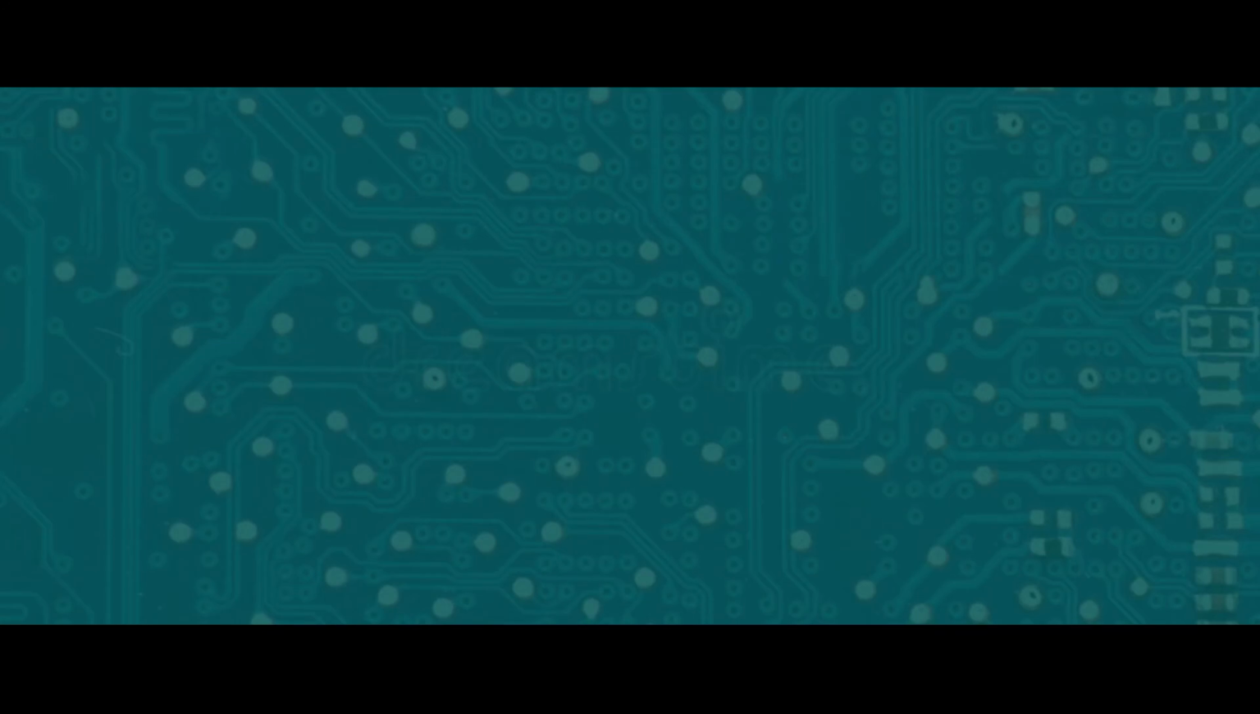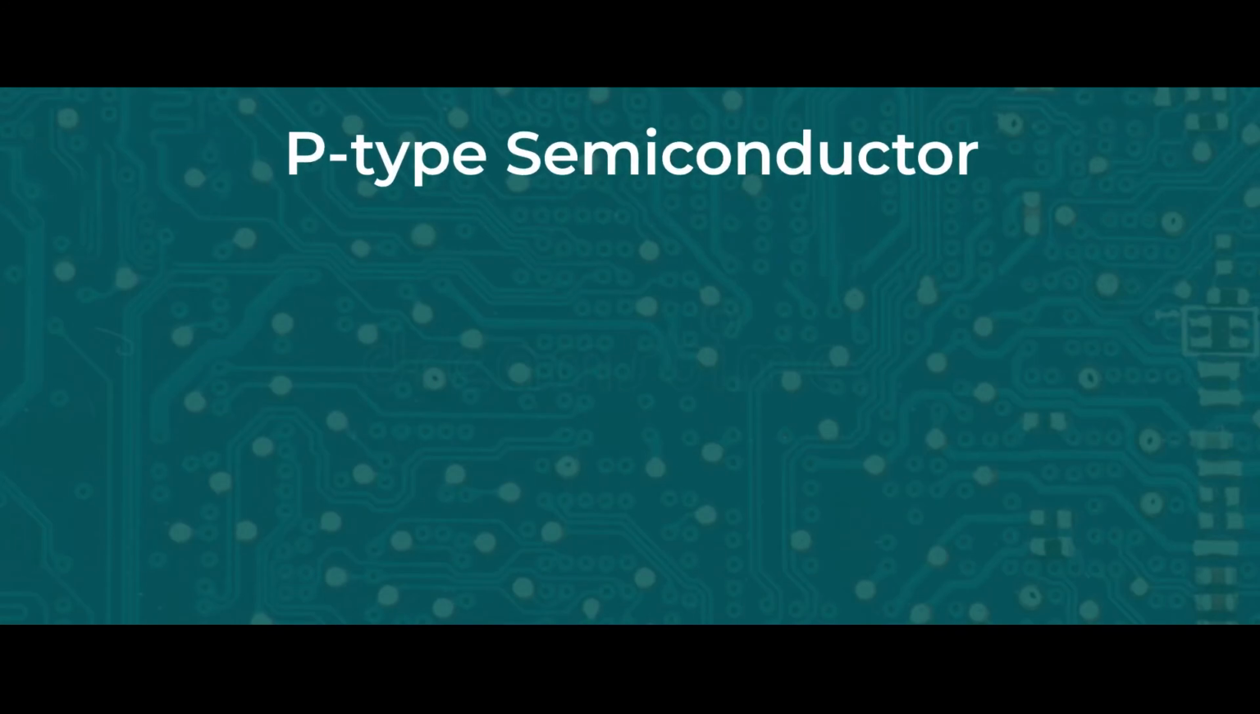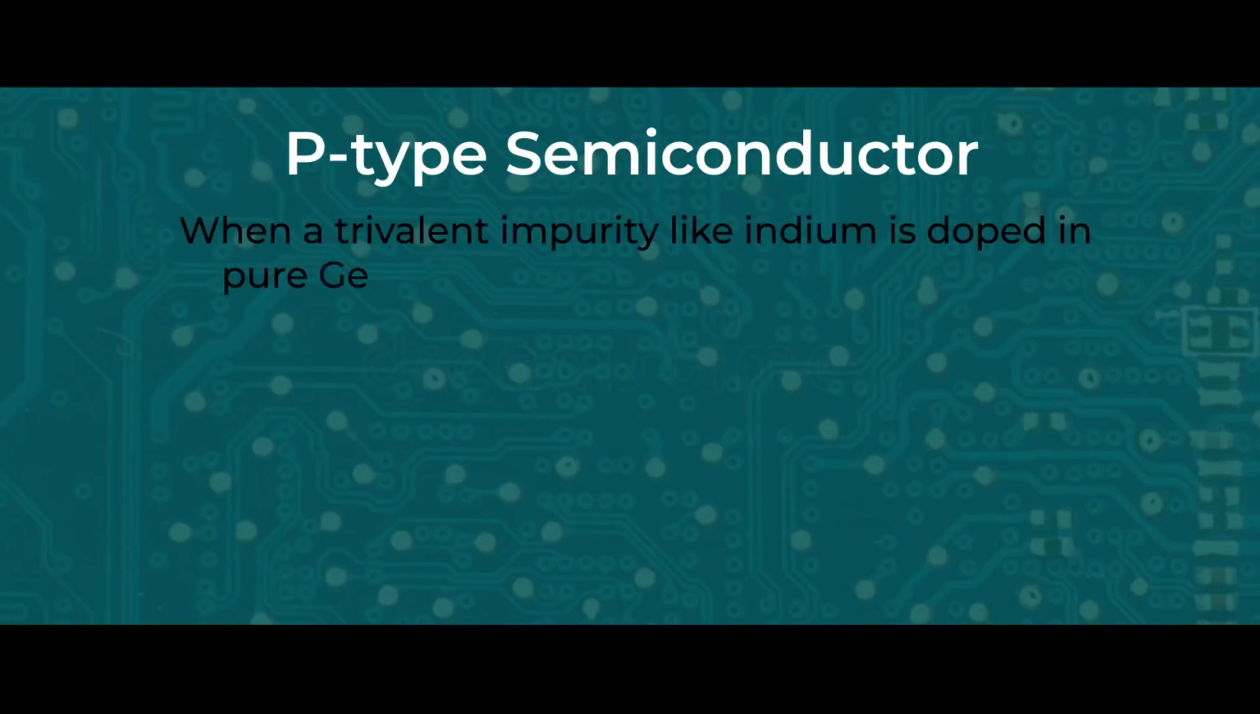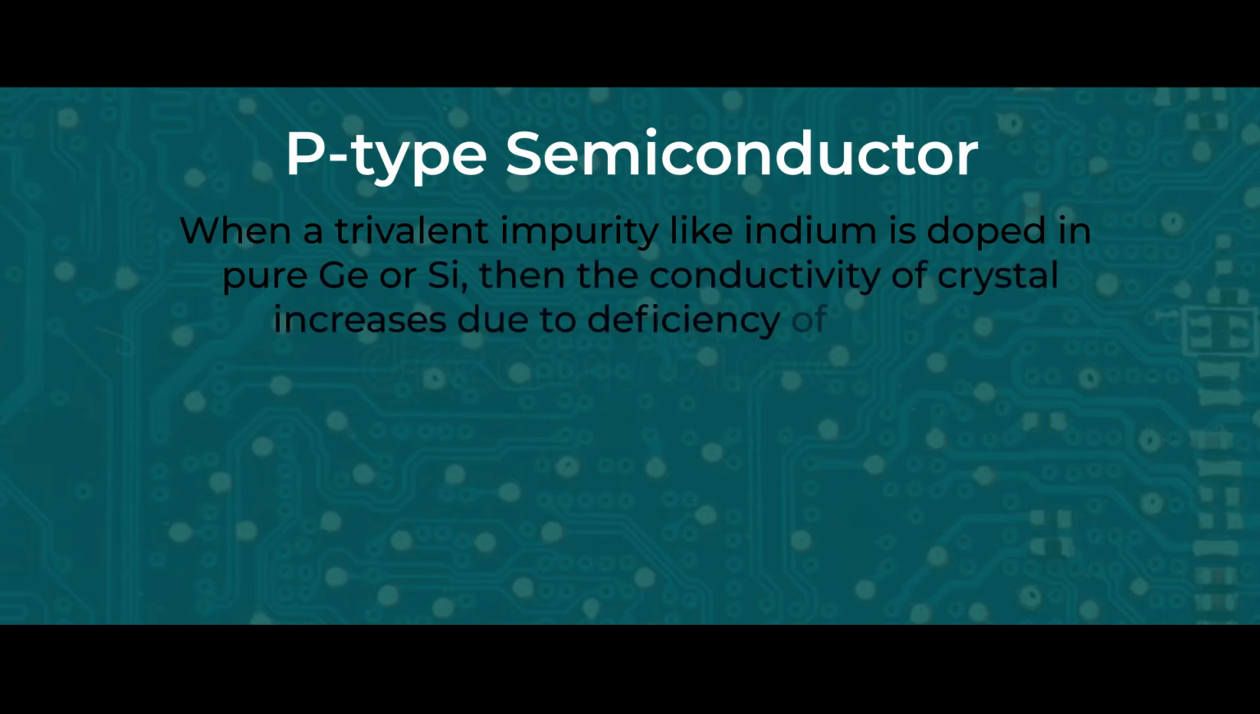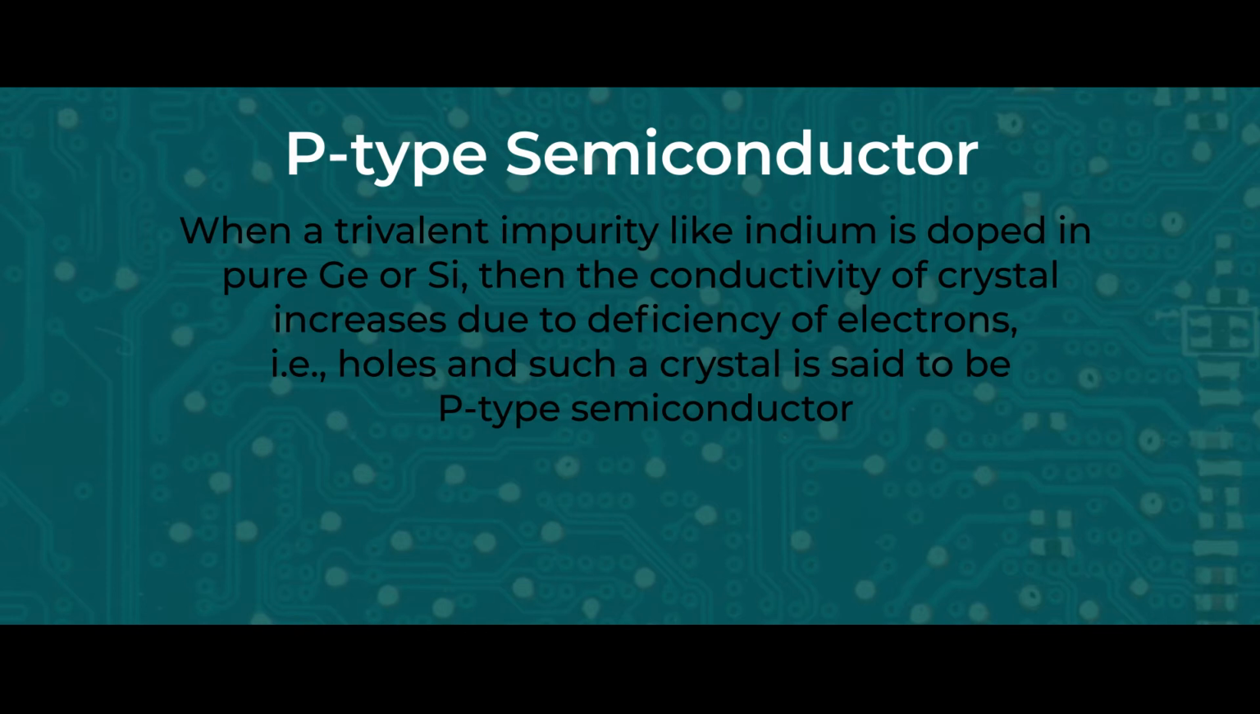Now let's look at the definition of p-type semiconductor. When a trivalent impurity is added to a pure silicon or germanium, that is the pure semiconductor, then the conductivity of the semiconductor increases due to the increase in the number of holes. Such type of semiconductor is called p-type semiconductor. Now let's look at the crystal of p-type semiconductor.